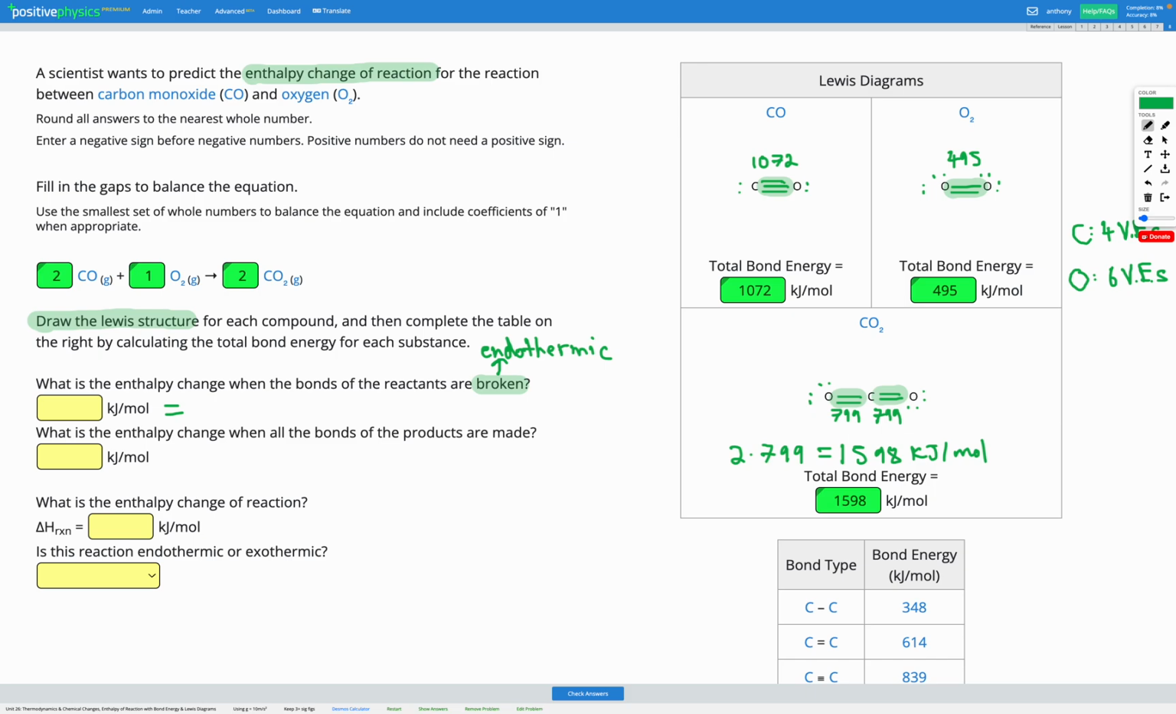So we've got 2 sets of carbon monoxide. Carbon monoxide has a total bond energy of 1072 kilojoules per mole. We're going to add 1 set of oxygen, which has a total bond energy of 495. So if we calculate that out, that's going to get us a total bond energy for our reactants of 2,639. And it's positive because we're breaking bonds, which takes in energy. It's endothermic.